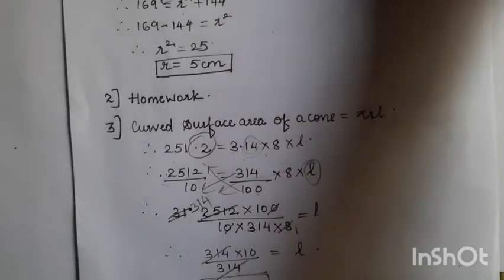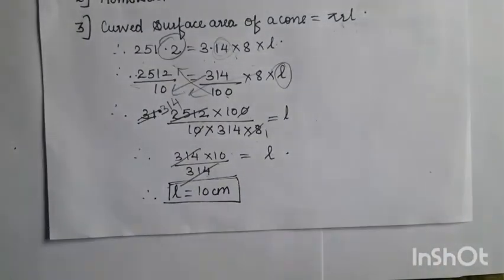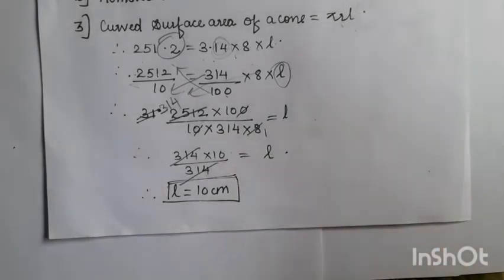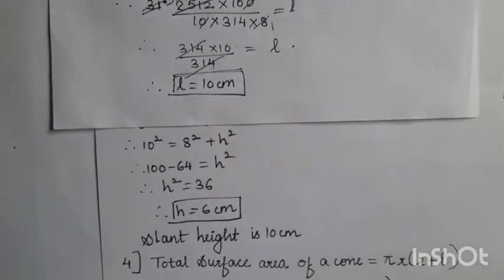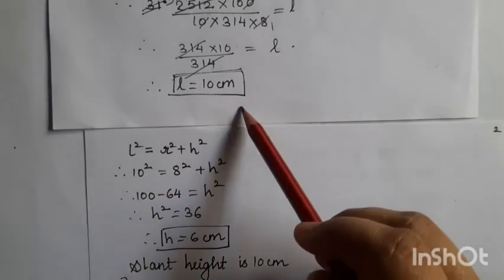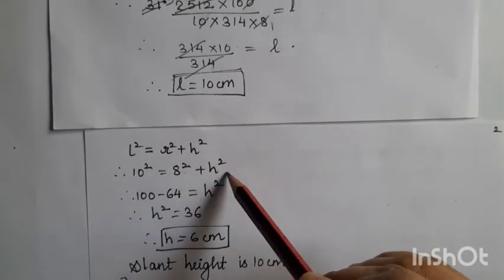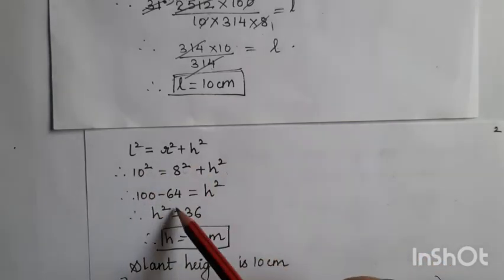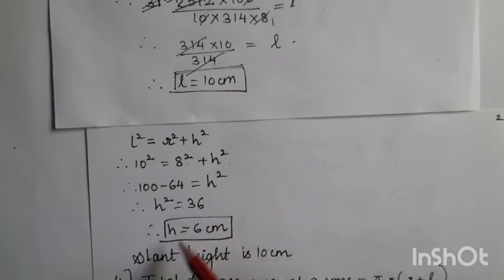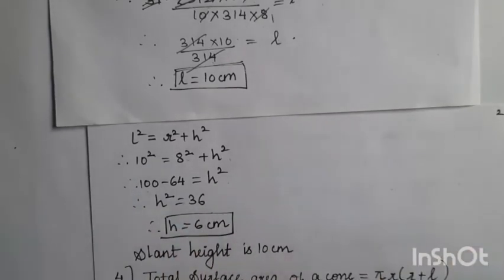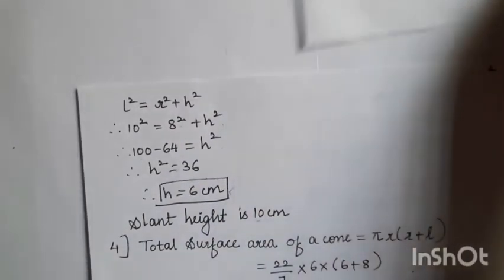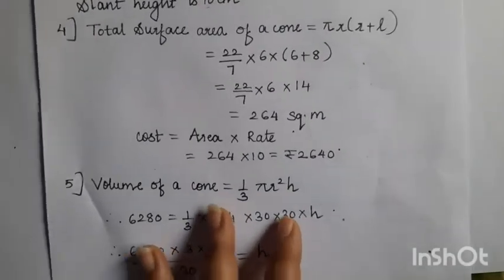So now we got the value of L as 10 centimeter. Next, we have the slant height, we have to find the perpendicular height, right? So we use the formula L square is equal to R square plus H square. L is 10 square is equal to 8 square plus H square. Therefore 100 minus 64 is H square. So H square is 36. Taking square root on both sides, the height is equal to 6 centimeters. So slant height is 10 and perpendicular height is 6. Next, fourth sum.